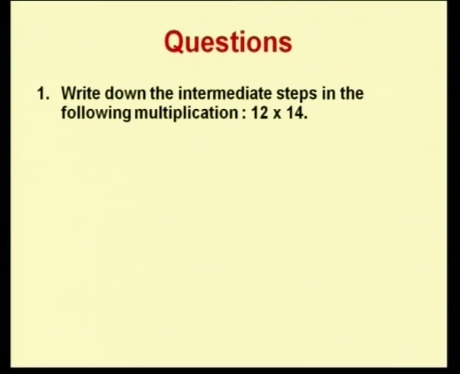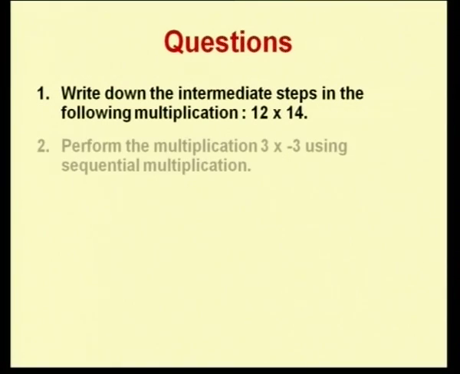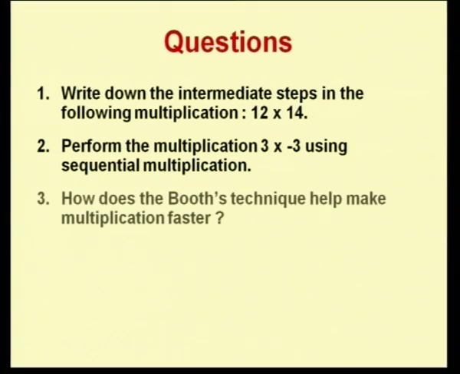Questions to understand today's topic. Question number 1, write down the intermediate steps in the following multiplication: 12 into 14. Question number 2, perform the multiplication 3 into minus 3 using the sequential multiplication. Remember, we have a negative multiplier here. Question number 3, how does the Booth's technique help make multiplication faster?